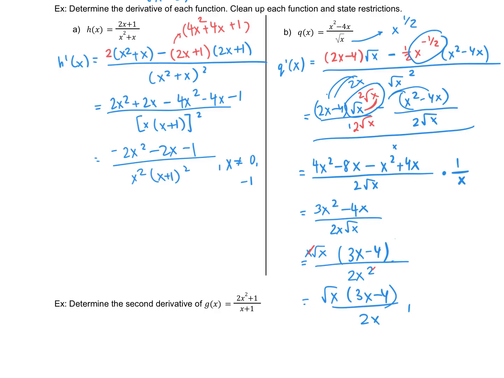Okay, and in terms of our restriction, x can't be 0 because of the denominator, but x has to be 0 or positive because of the radical. So together, that just means x is greater than 0. So a bit more of a tedious one for cleaning up.